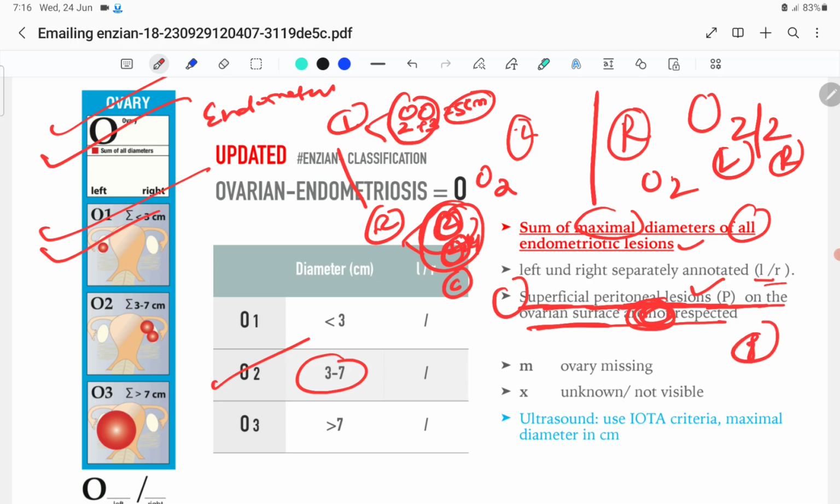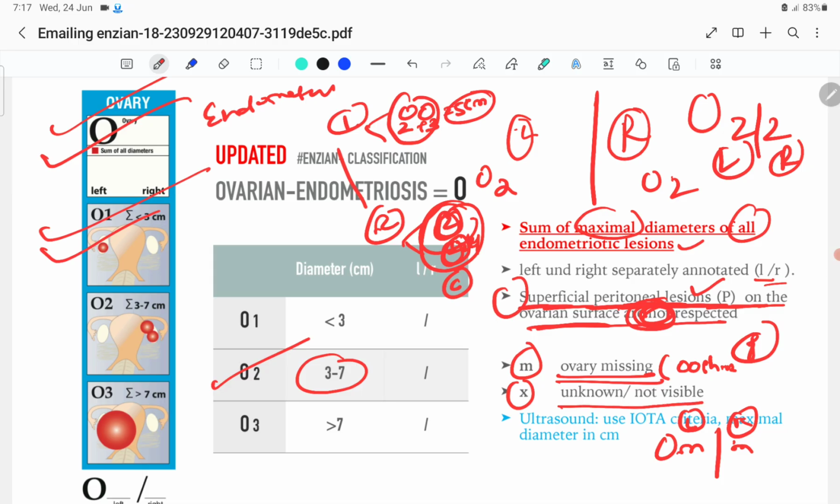Okay. The next denotation is M. M means the ovary is missing. Suppose an oophorectomy has been done, then no ovary is present. So for O, suppose the left side ovary is not there, you have to write OM on the left, and if the right side is also not there, then OM M. Okay.